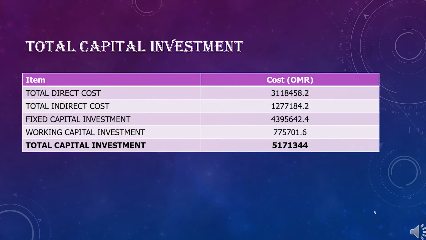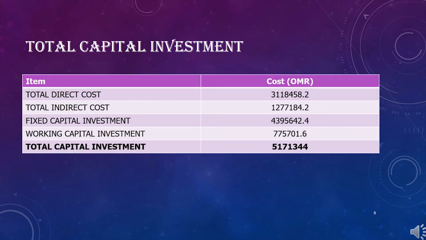Now I will talk about total capital investment. The fixed capital investment is calculated as the sum of total direct costs and total indirect costs. And the total capital investment and working capital investment are calculated from fixed capital investment. Working capital investment is normally 50% of total capital investment, and fixed capital investment is 85% of total capital investment. Next, I will talk about variable costs.